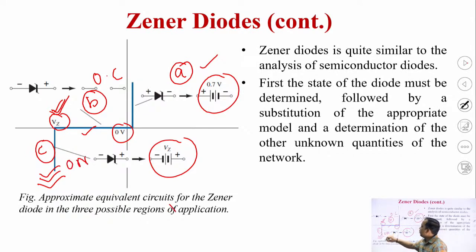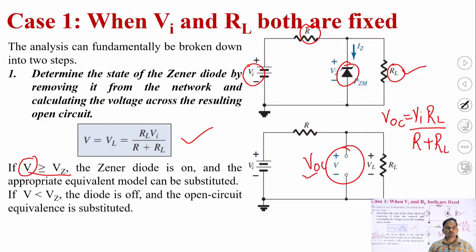But when VOC is less than Vz, we can say that the Zener diode is off, and when the Zener diode is off, the diode is open. The diode can be represented by its open circuit equivalent. So we have both the conditions here, when VOC is greater than Vz and when VOC is less than Vz.